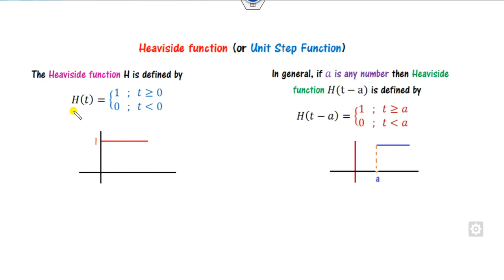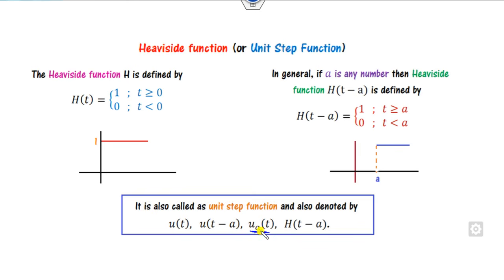It is usually denoted by h of t or h of t minus a, but sometimes it is also denoted as u of t, and this function is called u of t minus a. Or it can also be written with a subscript, u_a(t). What is the meaning of u_1(t)? That means the function value will be 1 when t is greater than or equal to 1, otherwise 0, when it's less than 1. If I write pi here, that means whenever t is greater than pi, the value is 1. If it is less than pi, it's 0.